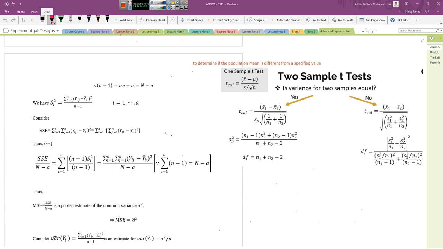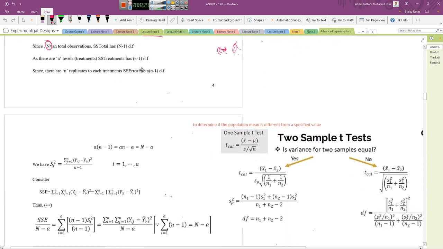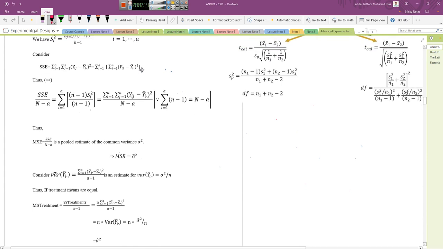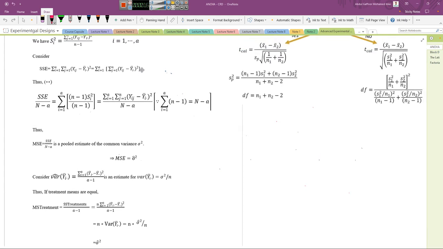So, welcome to the second lecture on advanced experimental designs. In the first lecture, we have discussed till this point, and I initiated this portion also, right? So, now here, what we have to derive is MSE, mean square error, is equal to Sp, right? So, Sp stands for pooled standard deviation, or we can say combined standard deviation also, right?